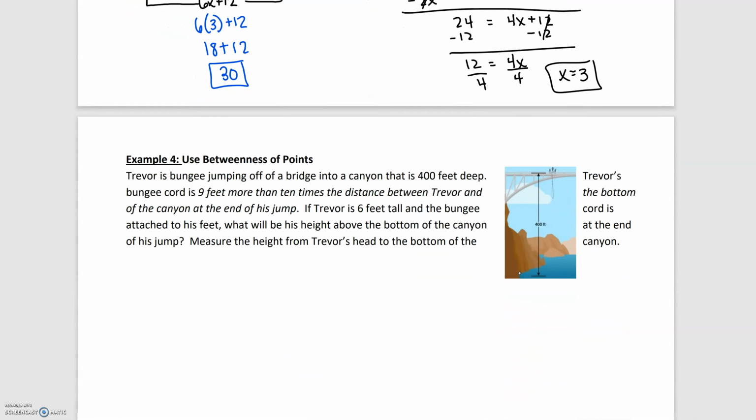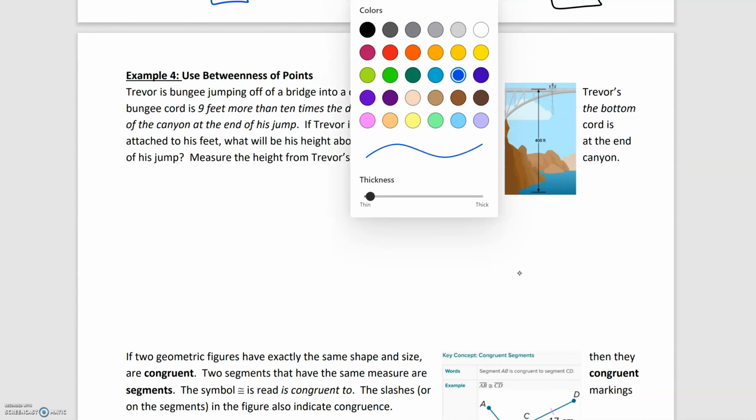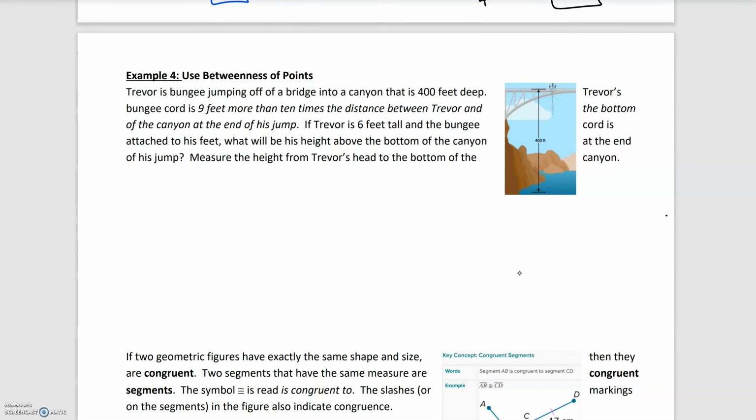This next one of using betweenness of points, we have kind of another segment here. This one is bungee jumping. You will find me on the ground, maybe watching. All right, so we kind of have this 400 foot length here, but we have it kind of split up into sections.